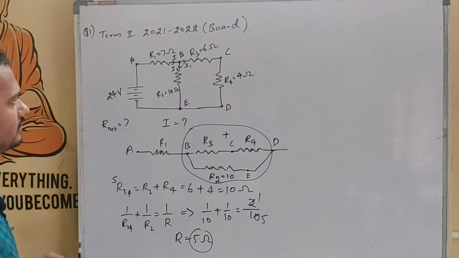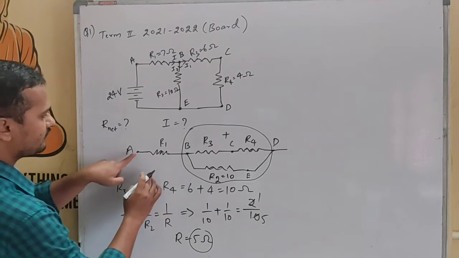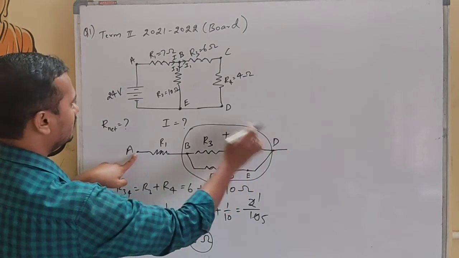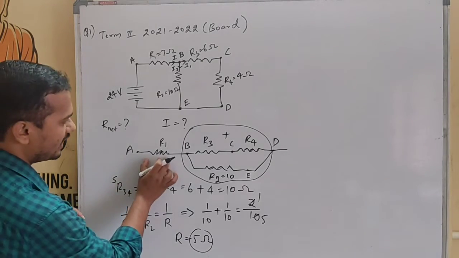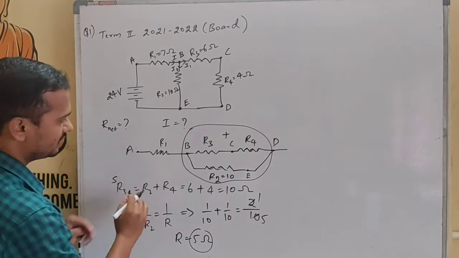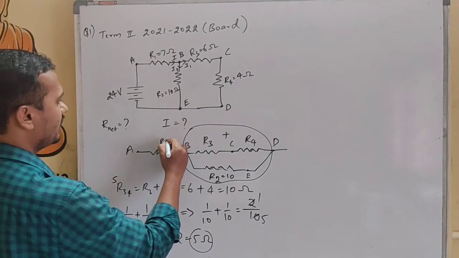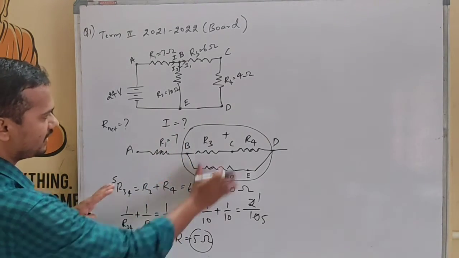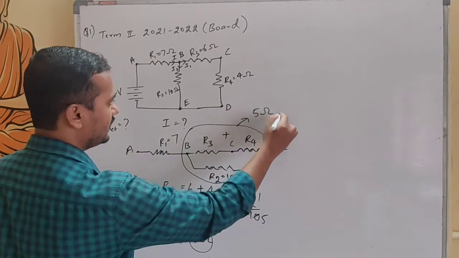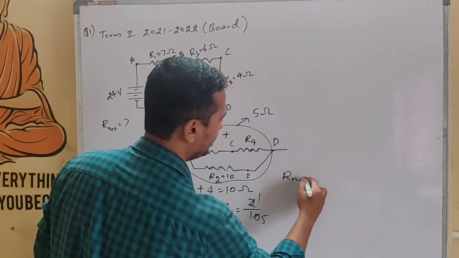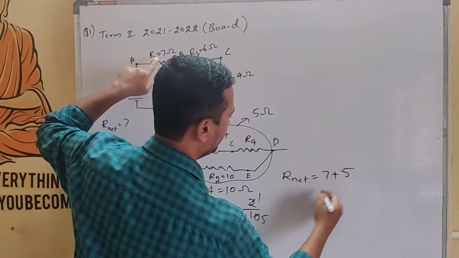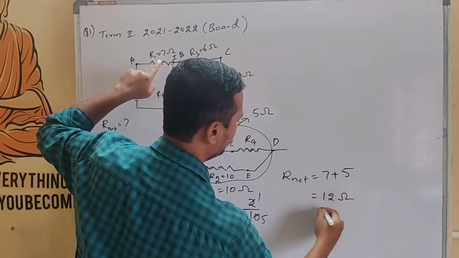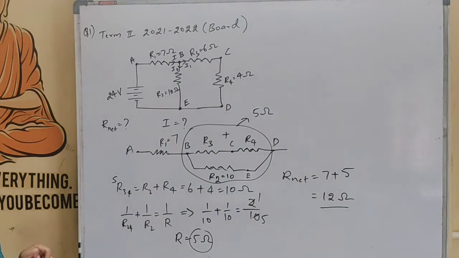Now we need to find the net resistance from A to this point here, E. We know that this R1 and this whole part are in series. If they are in series, you just need to add. R1 is 7 ohm, and R here is 5 ohm. So R net will be equal to 7 plus 5, which is equal to 12 ohm.